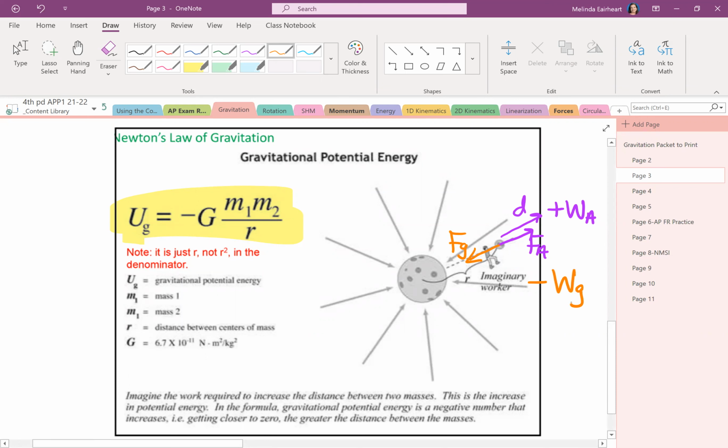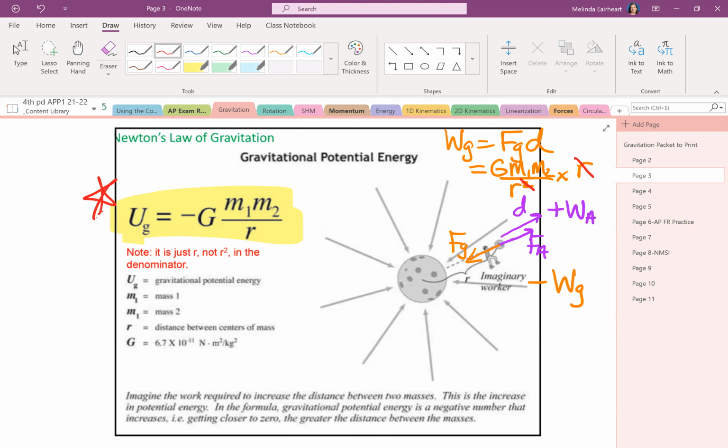Y'all remember doing work? Each of these is force times distance, so we can take a look at the work done by gravity. It would be the force of gravity times that distance. Well, the force of gravity is now big G, M1, M2 over R squared, and then I have to multiply by another distance, and that distance is basically R again. What happens? R divided by R squared, one R cancels, okay? And so that's how we end up with the gravitational potential energy equal to negative big G, M1, M2 divided by R, okay?